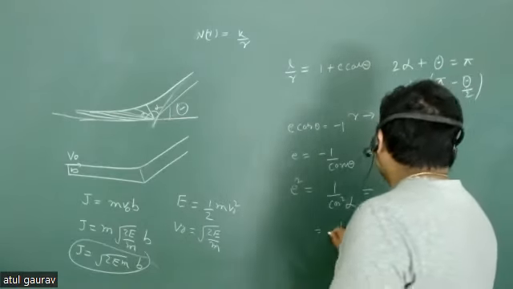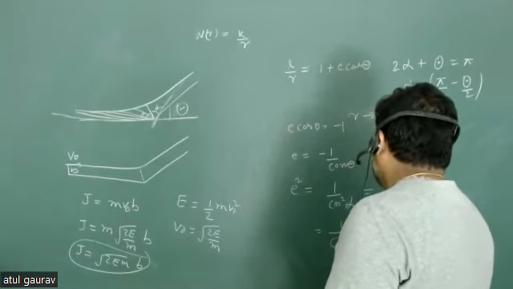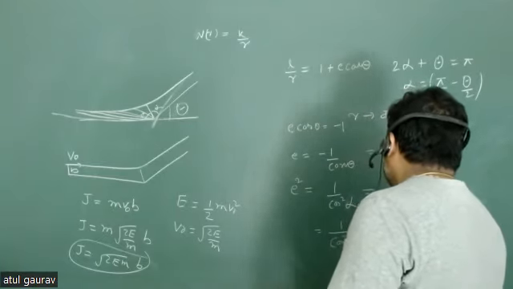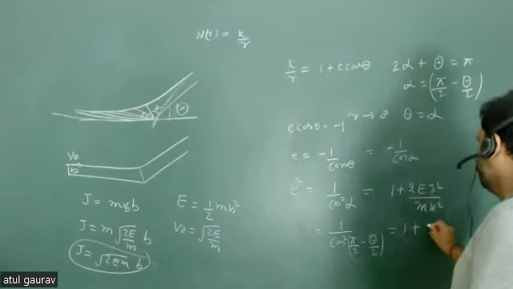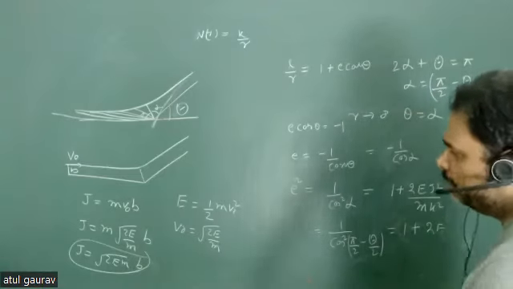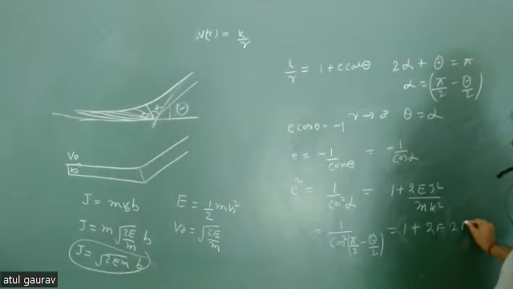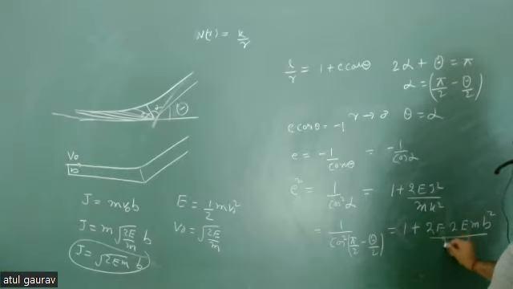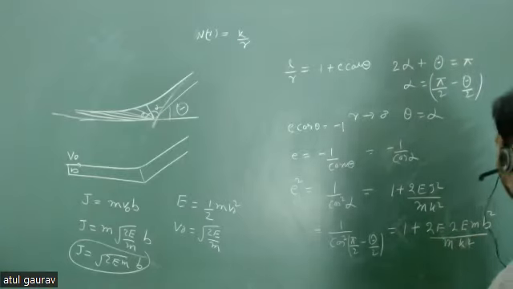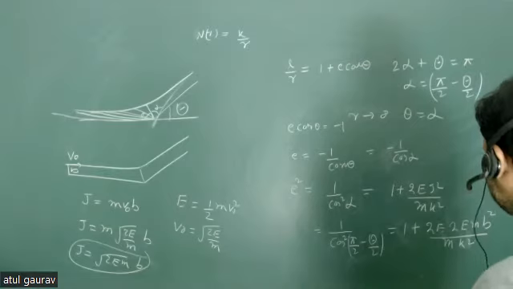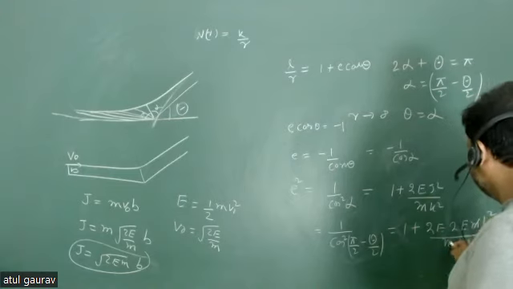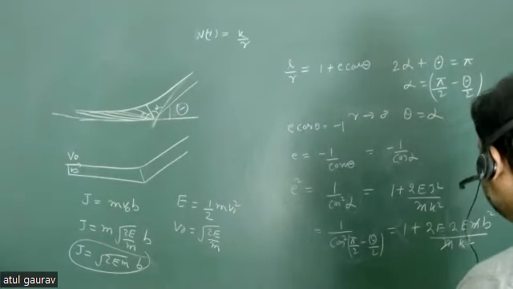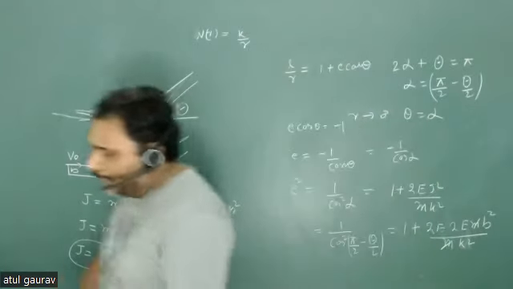So this value is equal to 1 upon cos square pi by 2 minus theta by 2 is equal to 1 plus 2E. J square के जगह पर क्या लिख दें? 2E m b square upon m k square. Are you people comfortable? सर, So m और m cancel हो जाएगा यहां से. Yes, and now you will get the exact thing.